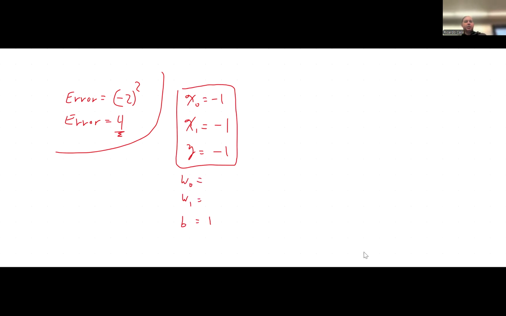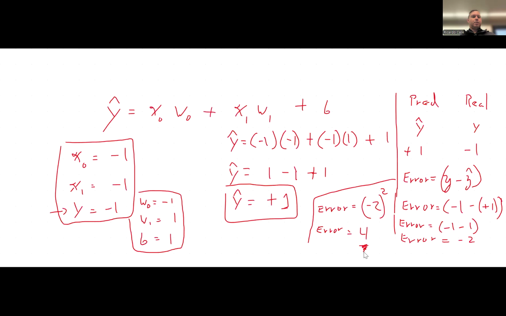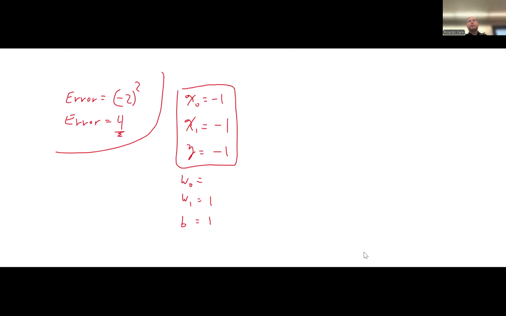So if I go back, this is what's important. Obviously, this is not going to change because it's training data, but these are the parameters that we're trying to change. So let's remember W0, W1, and B. Let's go back to the previous example. They were -1, 1, 1, the previous ones.